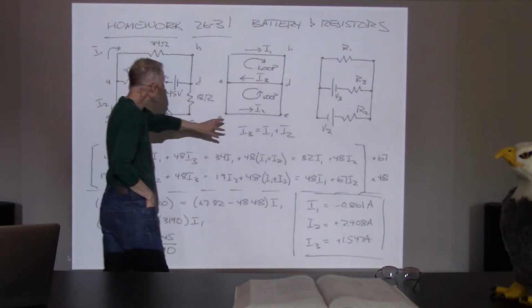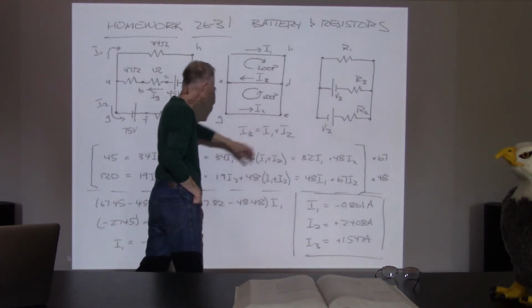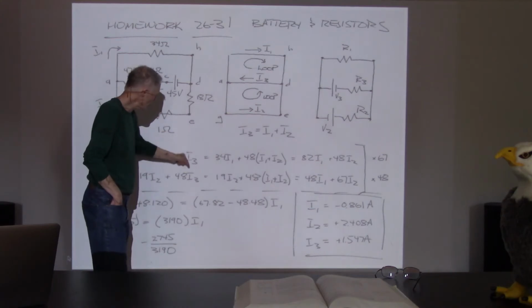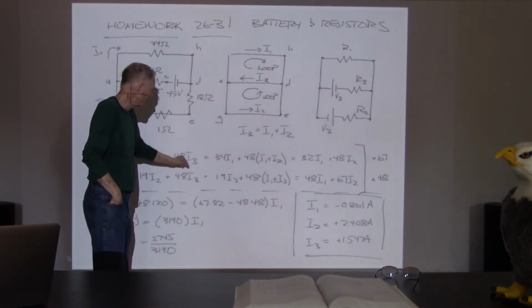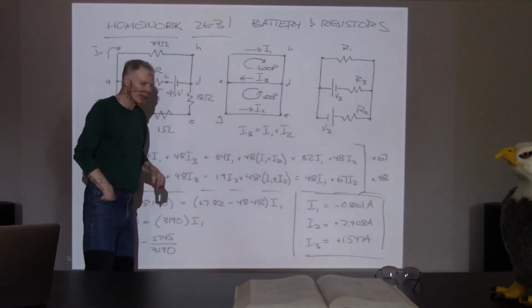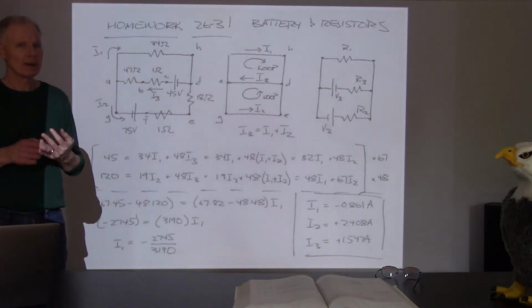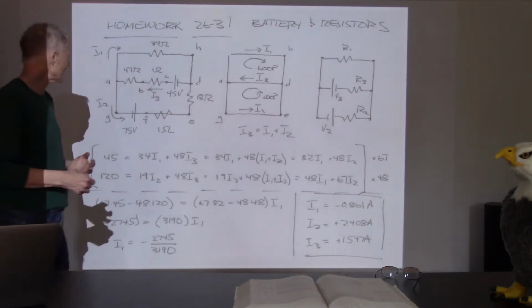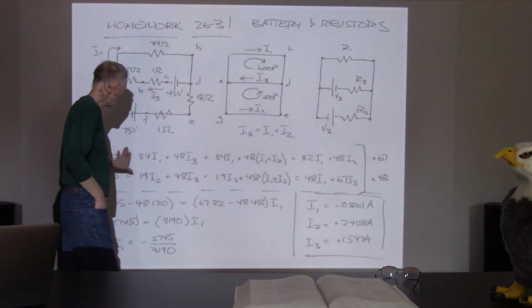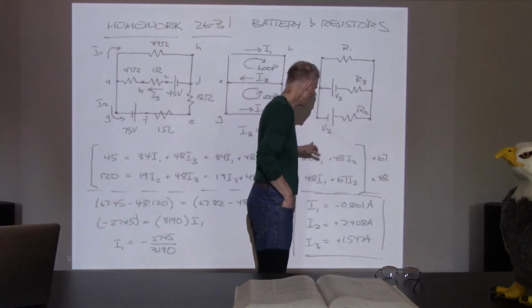Now, what we can do then is take these current equations, I3 is equal to I1 plus I2, and substitute those in. I substituted them in for I3. And so what that did was it eliminated I3 from my equations. I had started out with 3 equations and 3 unknowns, and now we're down to 2 equations and 2 unknowns because the I3s are gone.